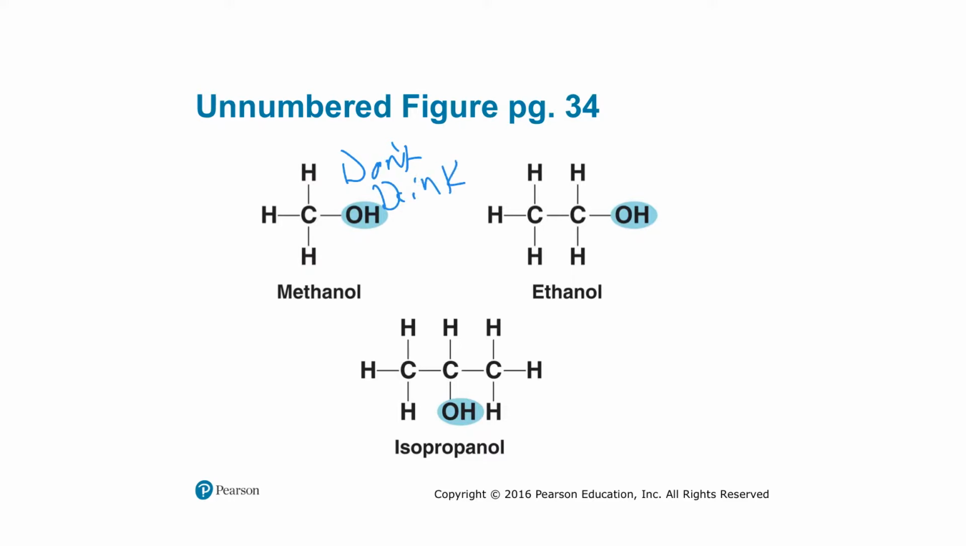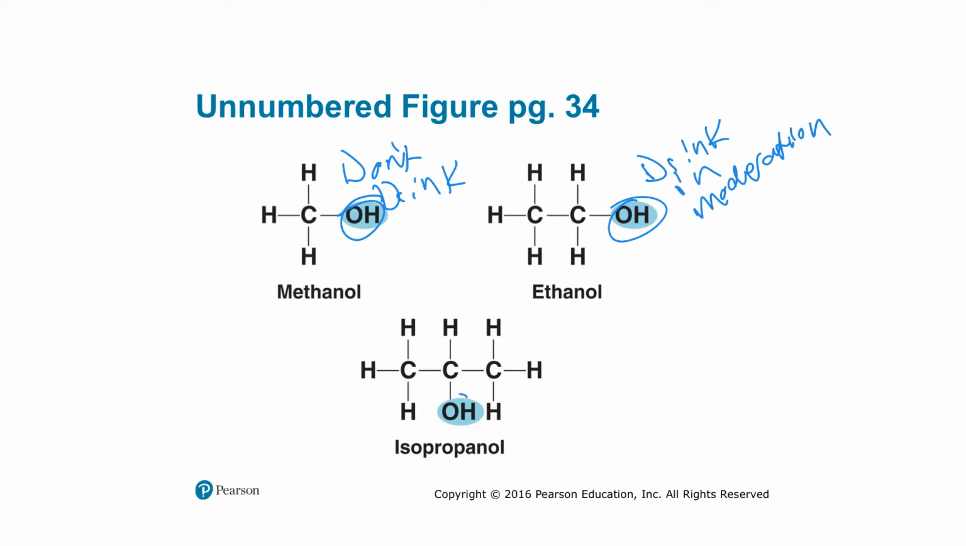Okay, and the reason why is it will make you go blind. But the functional group here is the alcohol, or the hydroxide ion. Okay, ethanol, this is the one we can drink. So make sure you drink in moderation, only if you are of age. And so you can see the functional group here is the alcohol.